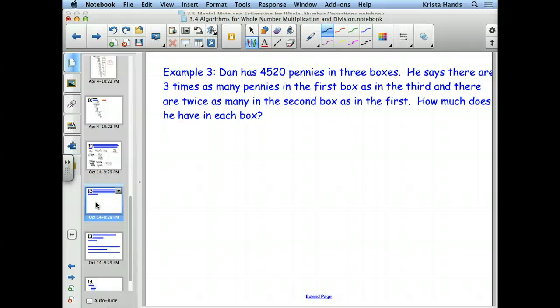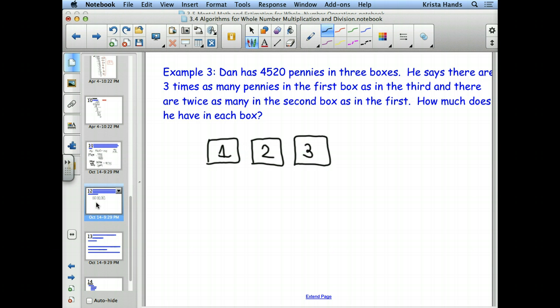So how can we do this problem? Picture the boxes. So like this. So can we call this box 1? Box 2, and box 3. Now what? Well, what I did, instead of labeling the boxes, because the first statement says there are 3 times as many in the first box as the third, I did 3x in the first box and put an x in the third. Okay, so you started by putting an x in the third box like this. Right. And then you put a 3x in the first box.